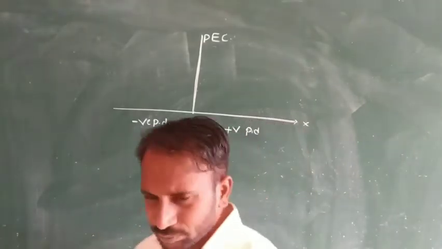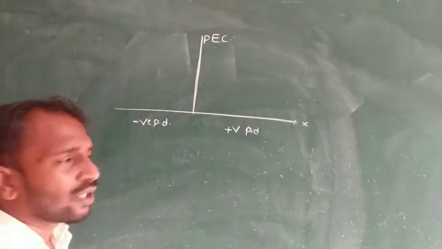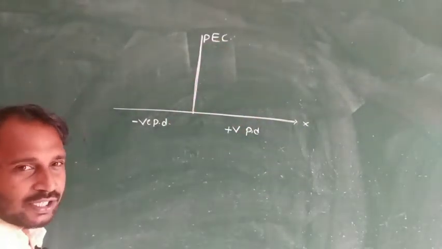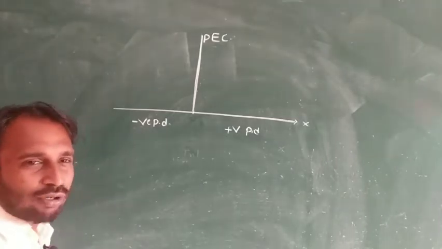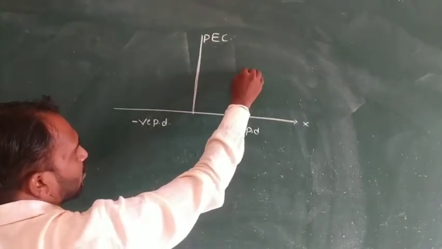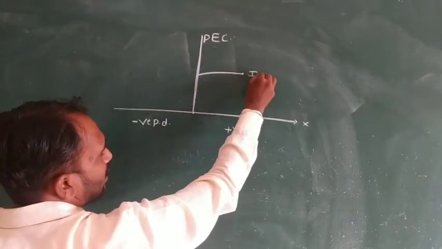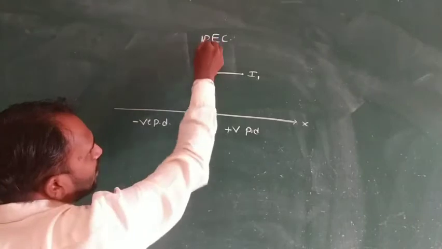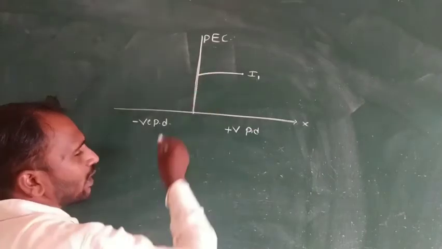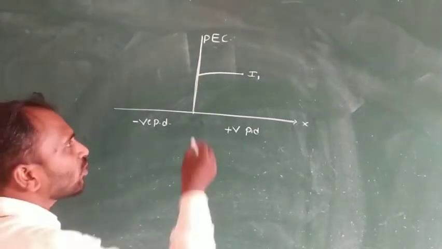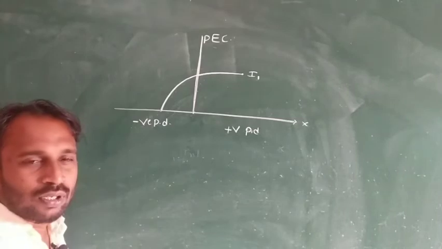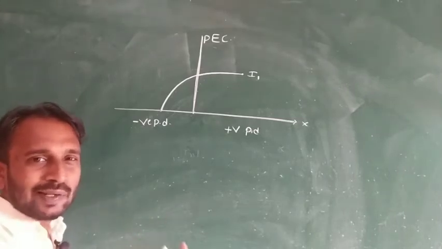The same thing with intensity: if intensity increases, the photoelectric current increases, because the rate of production of photoelectrons increases. So here we consider one particular intensity of radiation, I1, and this is the photoelectric current at intensity I1. Then when a negative potential is applied to the collector, the photoelectric current becomes 0 at a particular negative potential difference.